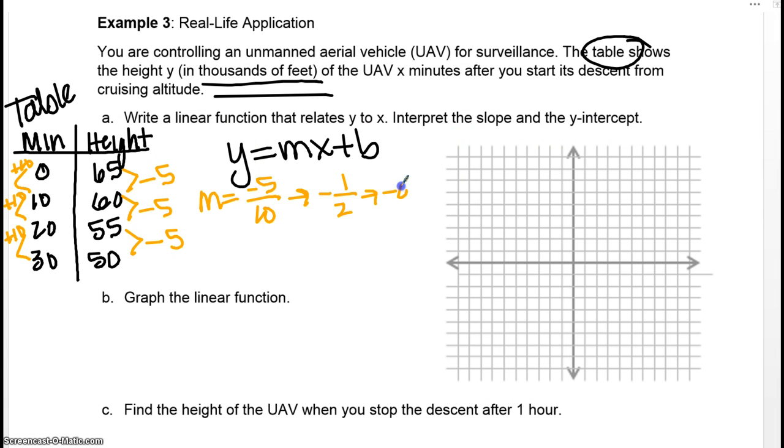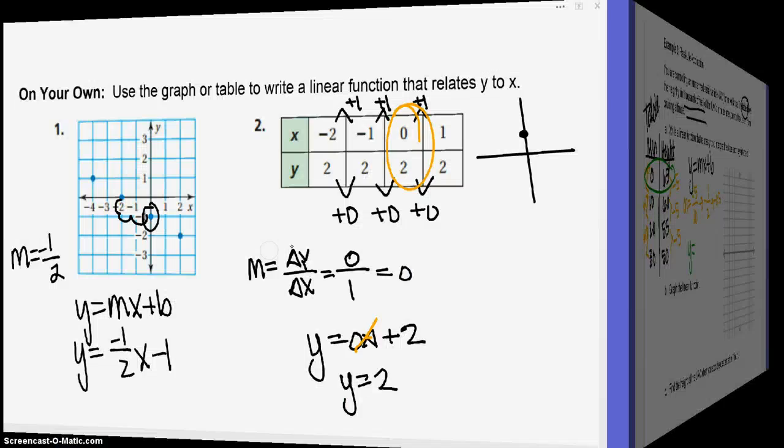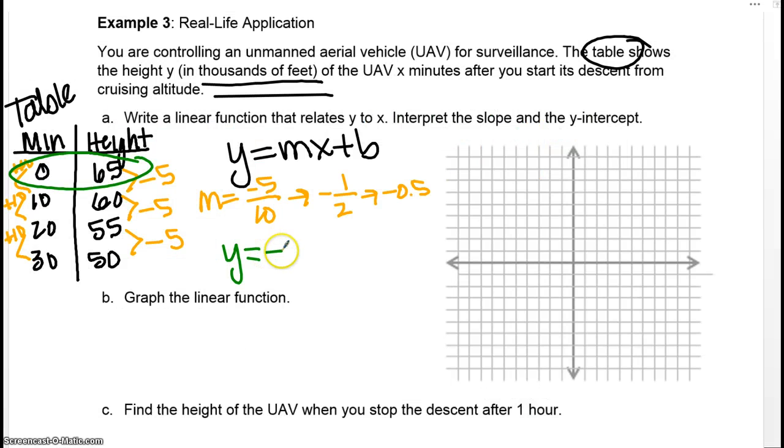Which I can also write as negative 0.5. Okay. My y-intercept is given to me in the table. Remember, when the x is 0, the y-coordinate, that is my y-intercept. So this would be y equals negative 0.5x plus 65.